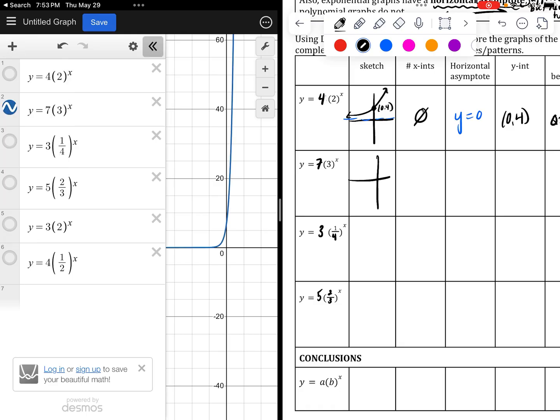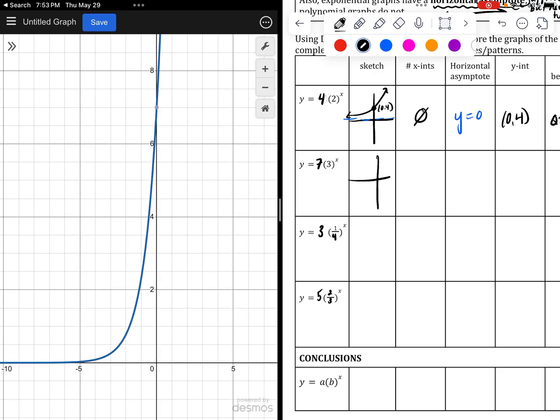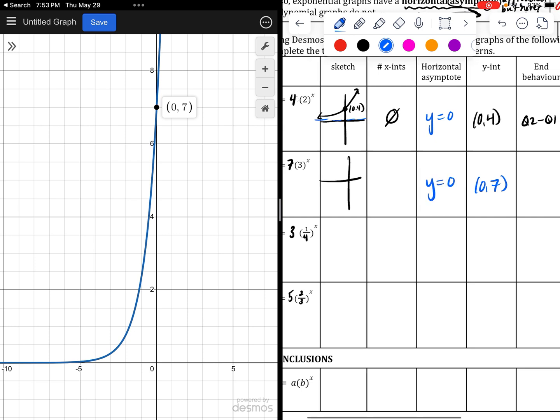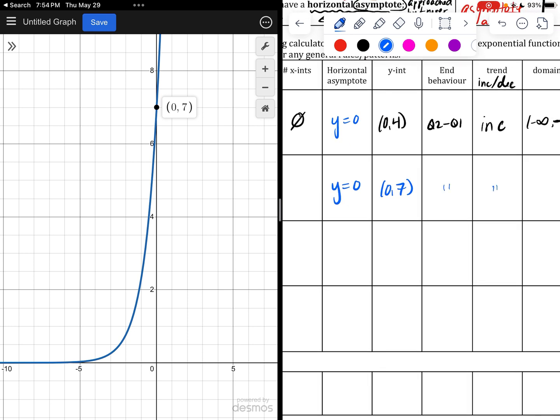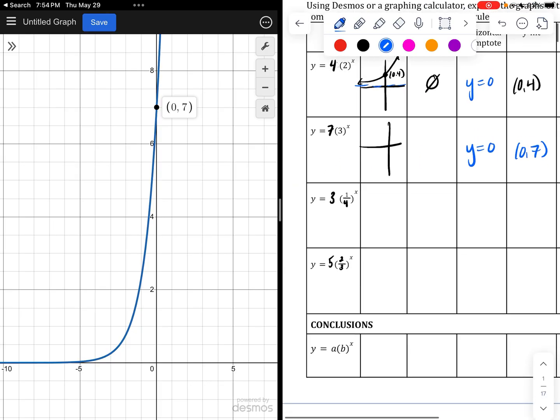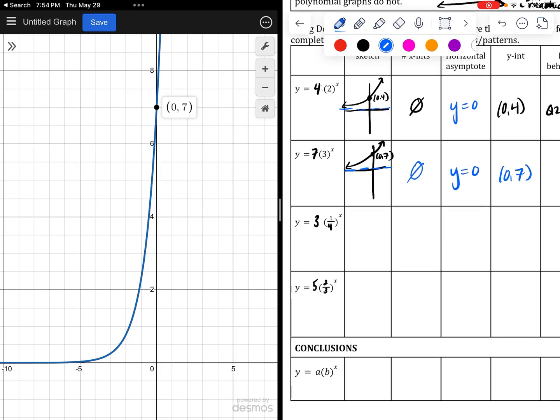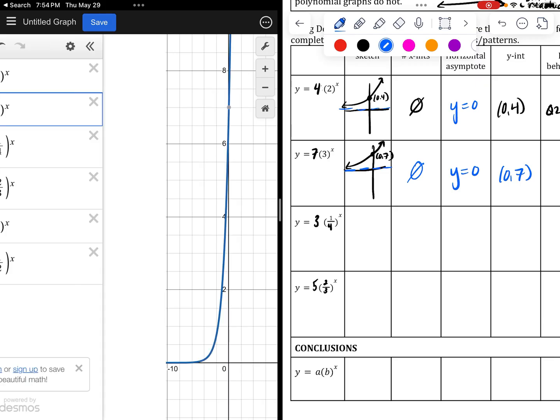What you would need to know is that here, if I zoom in, the y-intercept is at 7. Oh, sorry. And the horizontal asymptote would still be 0. All these would be the same as the previous. And it would look something like this. So it would just cross at 0, 7. Okay. The graph almost looks the same. It just kind of increases a little more quickly. No x-intercepts.